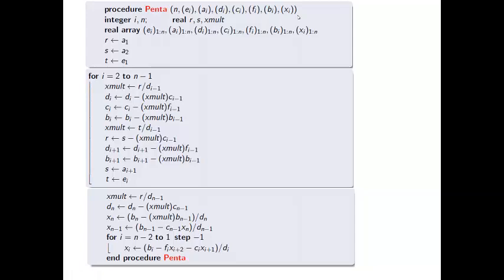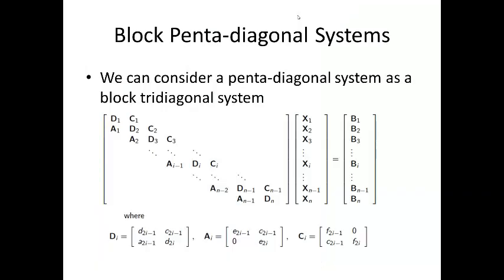And finally, let's take a look at block pentadiagonal systems. So a lot of mathematical problems involve matrices with block structures. In many cases, there are advantages in exploiting this block structure in the numerical solution, particularly true in solving partial differential equations numerically. So a pentadiagonal system can be described as a block tridiagonal system, where the A's and C's and D's are blocks. So the block is just a very small matrix. And you can see how the small matrices are described down here.